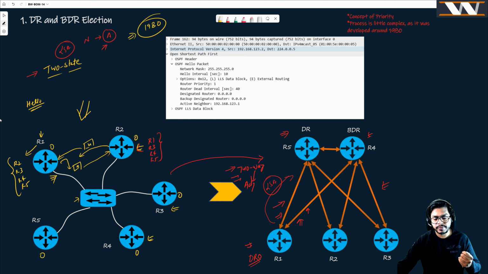I will tell you some of the differences. But right now, just try to understand that this protocol was built in 1980, and from there we are following this process of DR and BDR election, right?